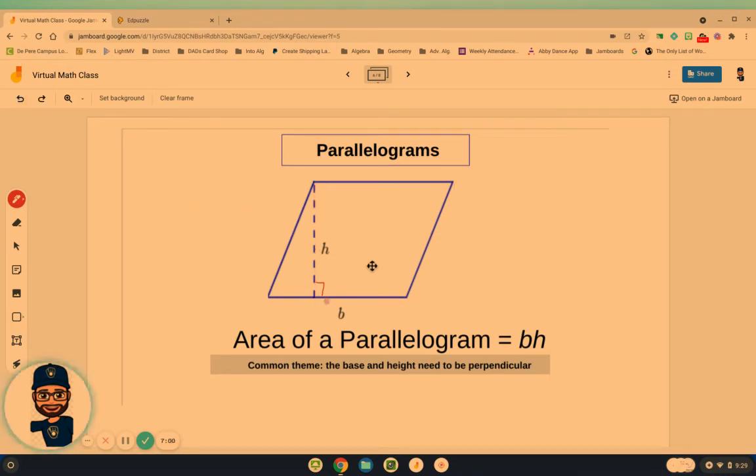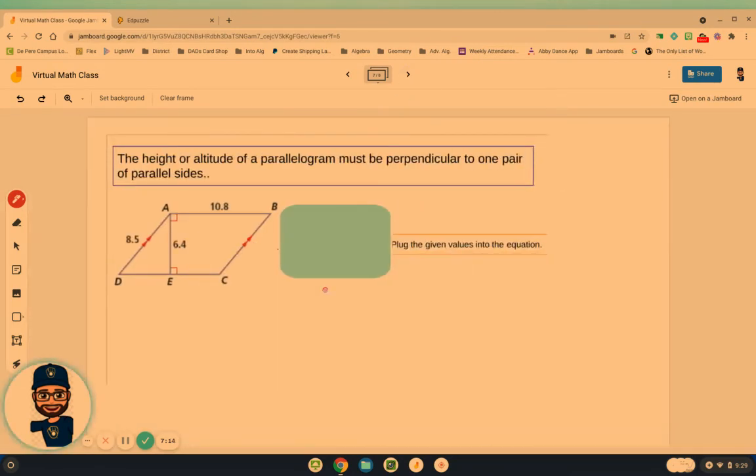But again, be careful because they will give you some of these slant measurements, and those aren't the heights. The height is from the altitude that connects the base. It's got to be perpendicular to the base. So let's see if we can find the area of this parallelogram.